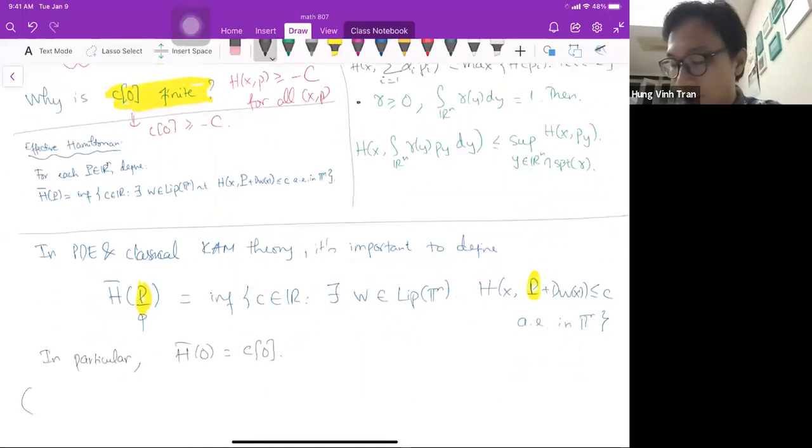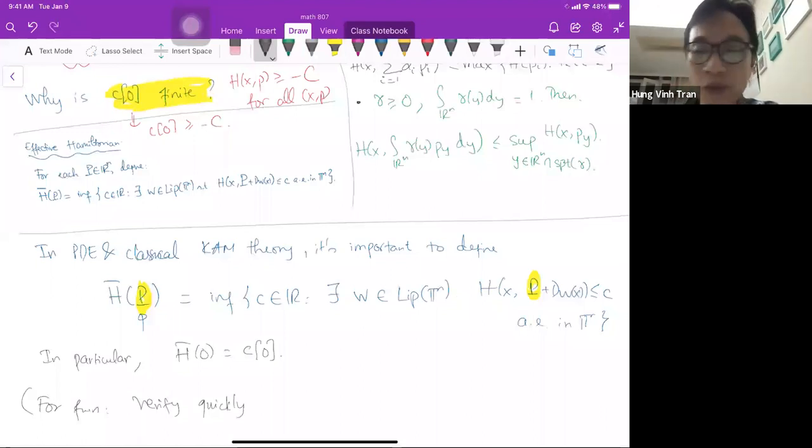You can, for fun, verify quickly, I mean, we're going to get back to this point much later. I don't think I have a lot of time for that, but you can verify quickly that H bar is convex. You just use this definition, verify very quickly because H is convex. So you just use convex combinations, verify quickly that H bar is convex.